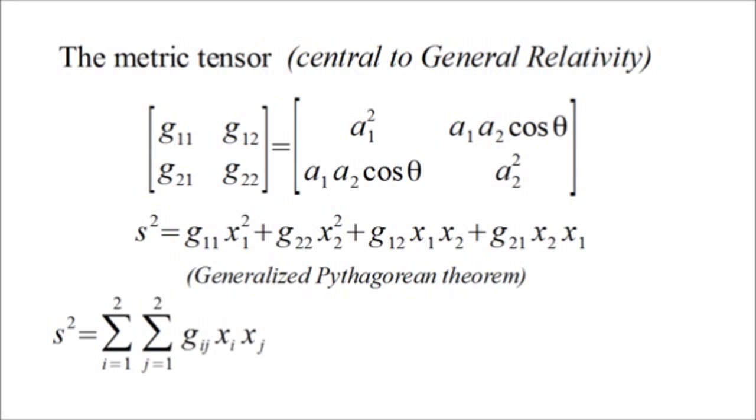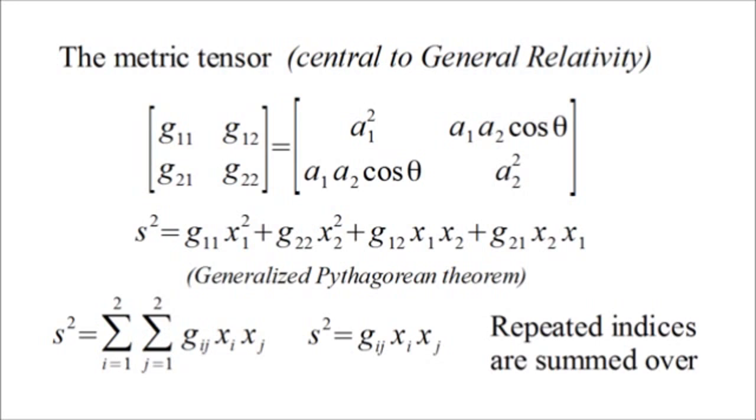A more compact notation is to use the capital Greek letter sigma to represent a sum, and then we have the sum from i equals 1 to 2, sum from j equals 1 to 2 of g_ij x_i x_j. We sequentially substitute 1 and 2 for i and j to get the above expression. Einstein said, let's just drop the sigmas and write s squared is equal to g_ij x_i x_j, with the understanding that anytime you see a subscript, say i, appear twice, you're supposed to sum over all possible values. So now we have a very nice compact notation for the generalized Pythagorean theorem.